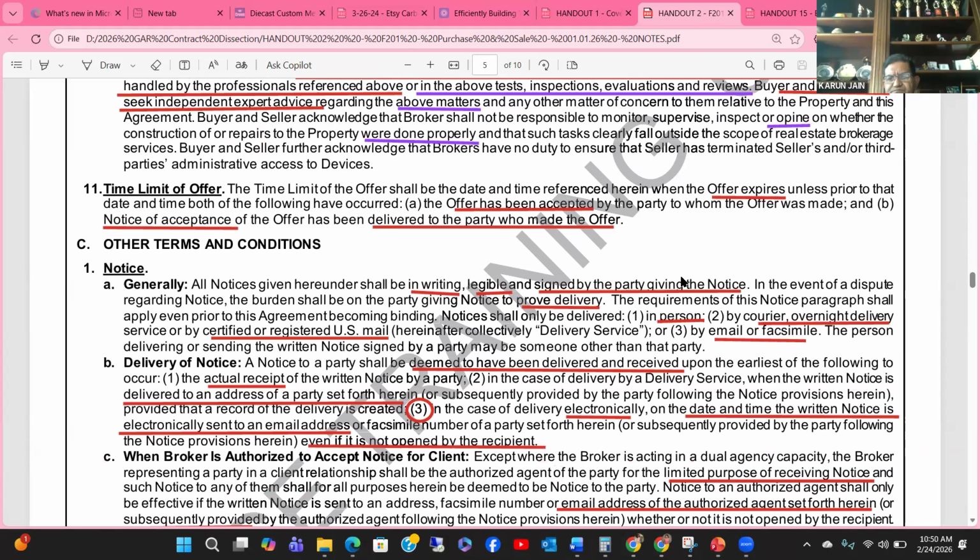A lot of agents mistakenly believe that this is a time frame for a response. This has nothing to do with a response. This is the time frame that the offer is open for acceptance. So, you fill that out at the very bottom of paragraph A, which I showed you.